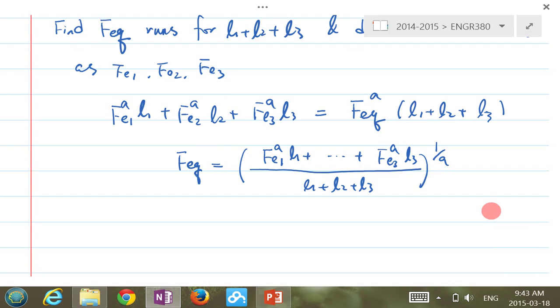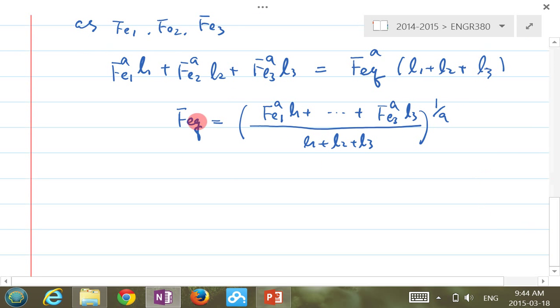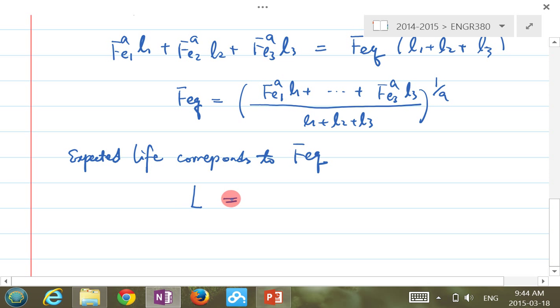So it's like instead of subject to piecewise, you subject the bearing to a constant load FEQ now, right? FEQ. So the next question is, if you subject the bearing to FEQ until it fails, then how many number of cycles, right, would that be? That makes sense, right? So then that basically is based on the actual bearing now, right? So the expected life corresponding to FEQ. So that's going to be the expected life, capital L, FEQ.